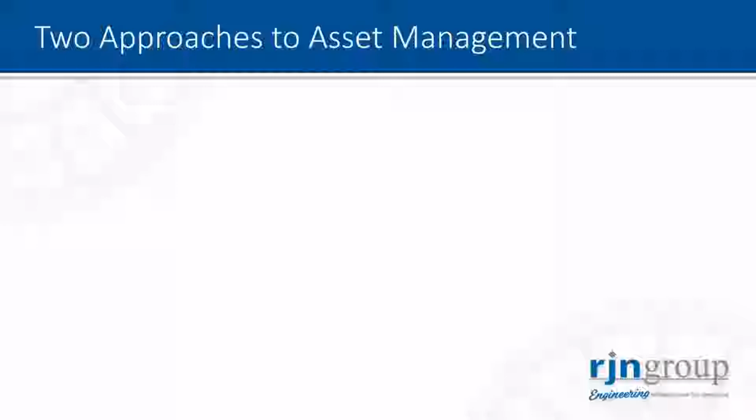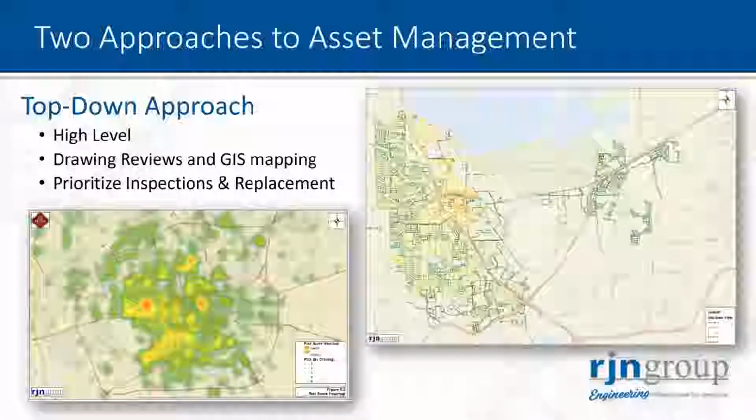The top-down approach is a higher-level view of risk assessment, and RJN has done a great job of applying this in the sewer, storm, and water industry. It's a high-level view of the overall risk in your system. It often starts with drawing reviews and GIS mapping, such as this water system risk profile we recently completed for a mid-sized utility. This helped them understand where to focus first and prioritize where they should inspect first, or where they should replace first, based on overall system risk.